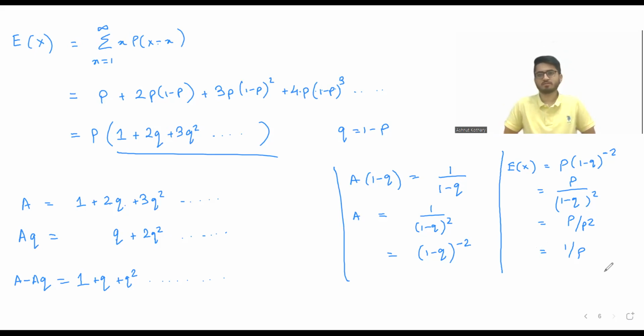This was covered in the first class. Again, this particular result, that the expansion of 1 minus q whole to the power minus 2 is 1 plus 2q plus 3q square, and so on, is something which we had covered in the first prerequisite class, right?